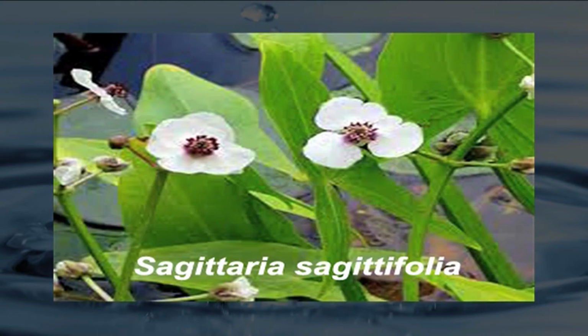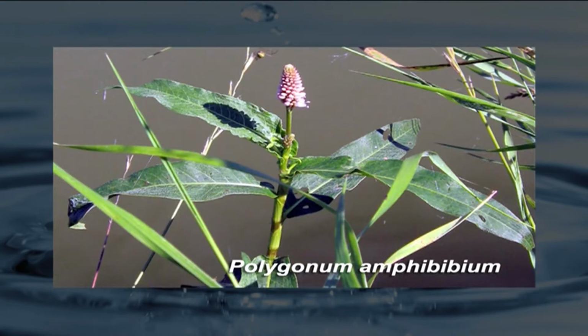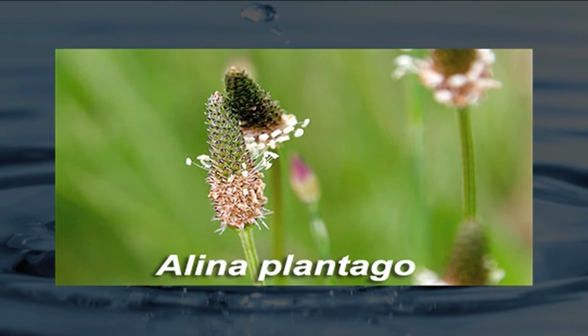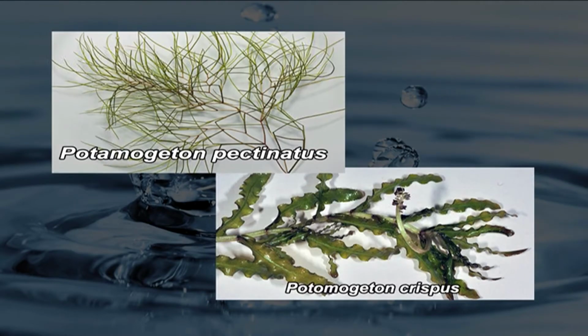Salvinia natans, Sagittaria sagittifolia, Potamogeton lucens, Polygonum amphibium, Lemna species, Elodea, Plantago aquatica and Ranunculus species are indicators of eutrophication. Myriophyllum verticillatum, Potamogeton pectinatus and Potamogeton crispus are indicators of severe pollution. Potamogeton pectinatus also accumulates lead in its body.